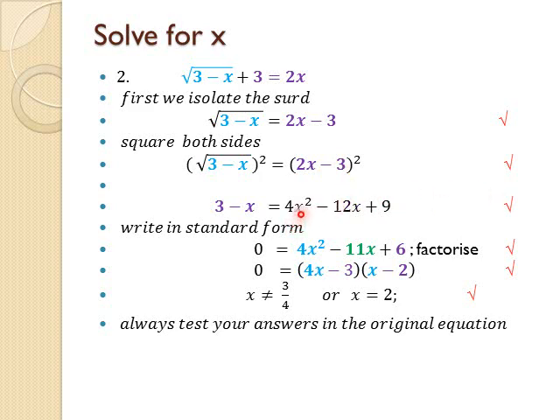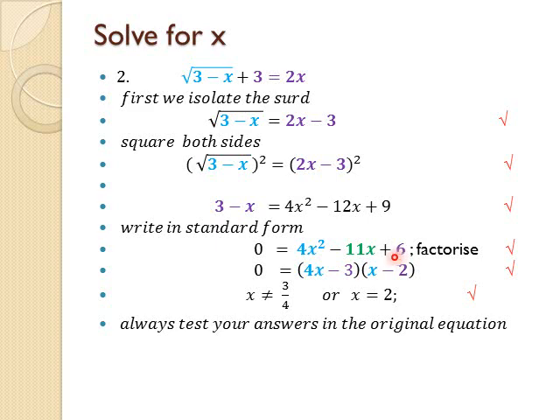Writing in standard form, 4x squared stays. If I take minus x over, it's plus x. So minus 12x plus x gives me minus 11x. And 9, if I bring 3 over, minus 3 would give me plus 6. So 1 mark for standard form. Next mark for factorization, so 4x squared simply becomes 4x times x.